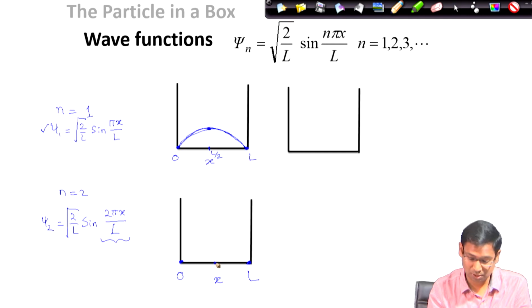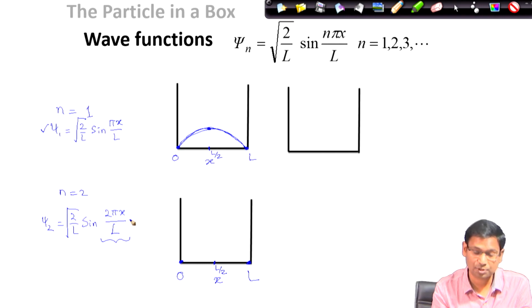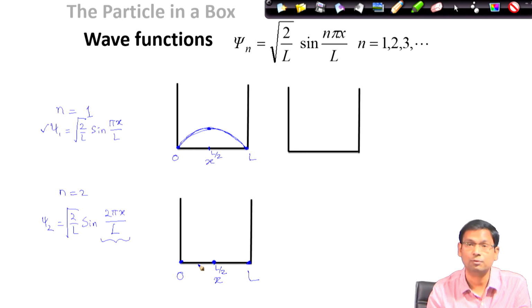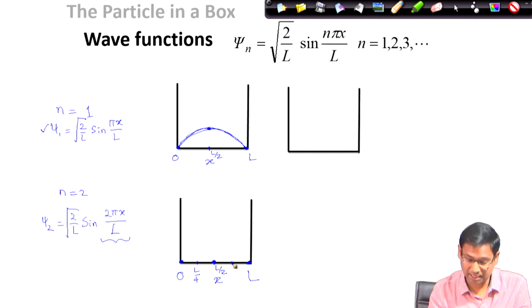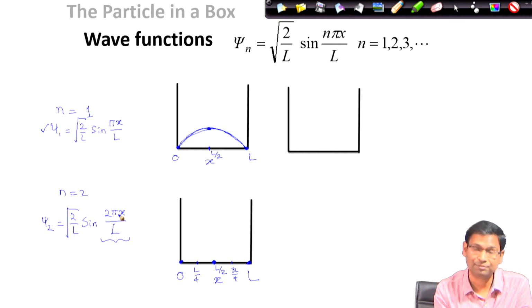And when x equals L by 2, then this function becomes sin pi, that also is 0. So, at x equals L by 2, also the wave function is 0. Now, let us look at when x equals L by 4. When I look at x equals L by 4, I have the function sin pi by 2, and that is 1. And similarly, when x equals 3 L by 4, if I put it here, then it would become sin 3 pi by 2, that would be minus 1. And then when I plot this wave function, I will have something like this.